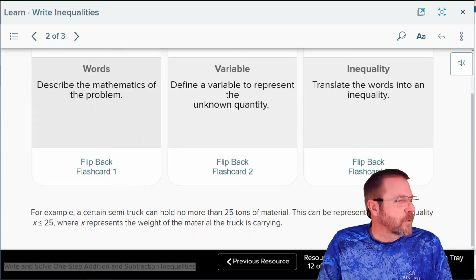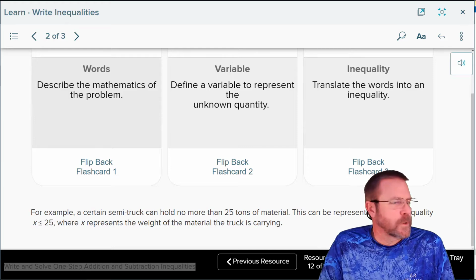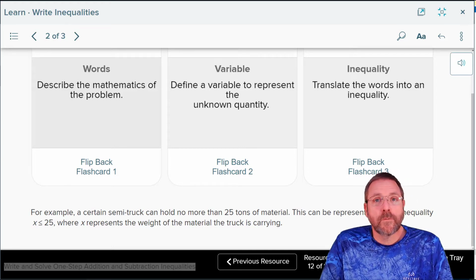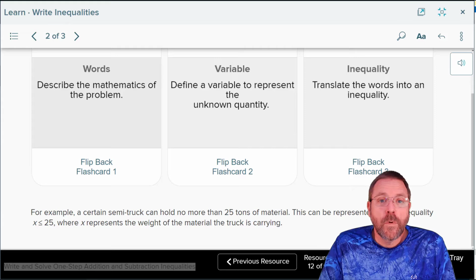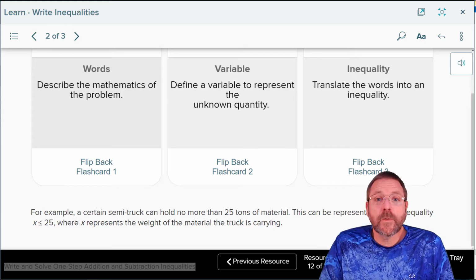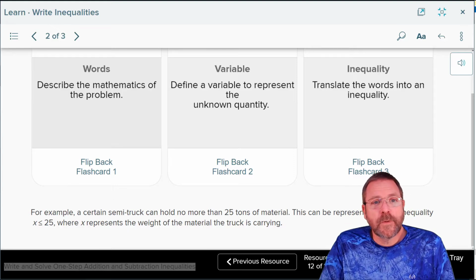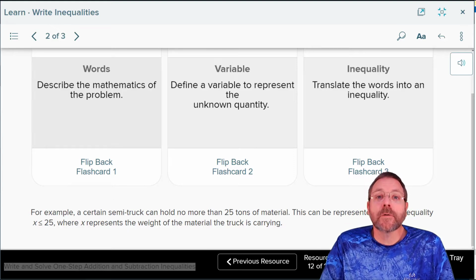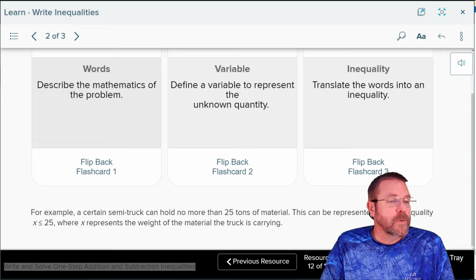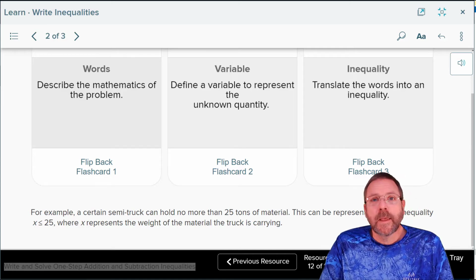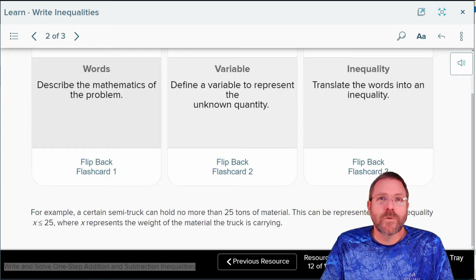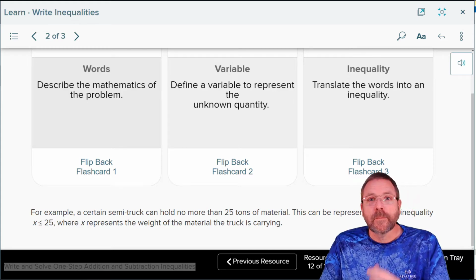Now, for our example problem, they say that a certain semi-truck can hold no more than 25 tons of material. No more than, of course, means it could hold less than 25 tons, or it could hold exactly 25 tons. But if you go to 1 little ounce over 25 tons, then you have exceeded the weight limit of that truck. This can be represented by the inequality x is less than or equal to 25, where x represents the weight of the material that the truck is carrying.